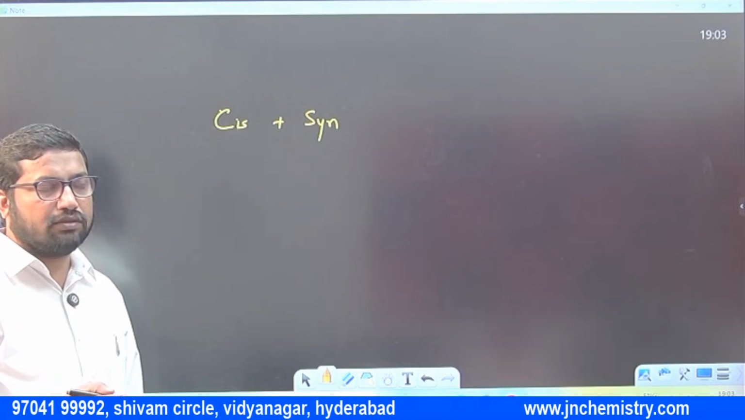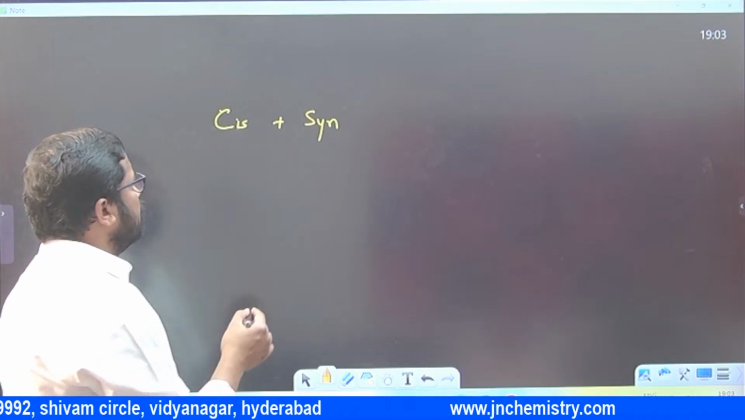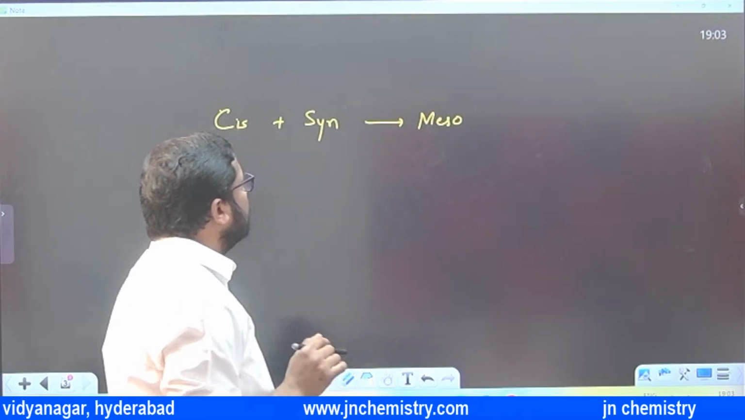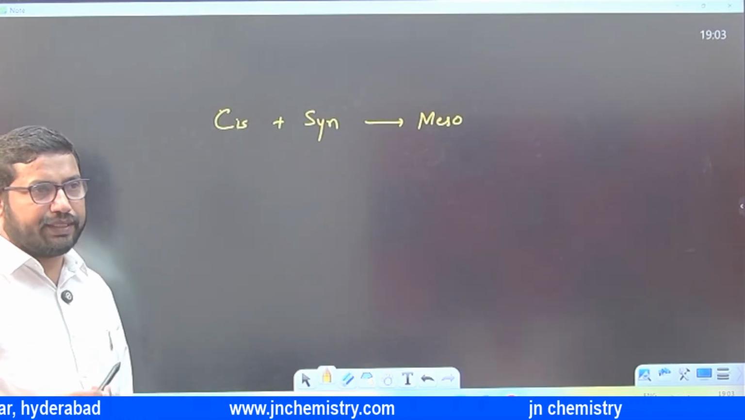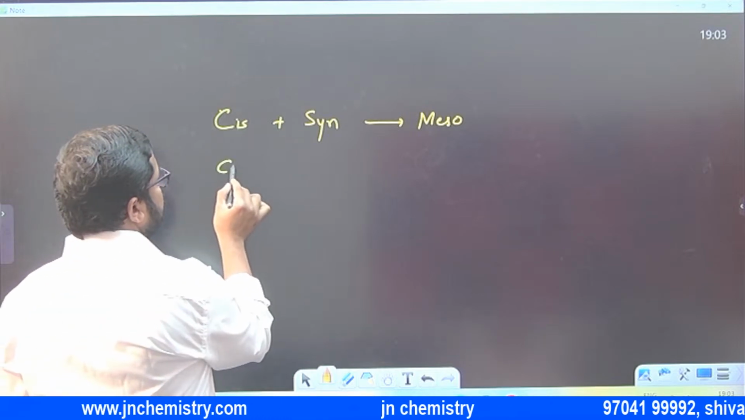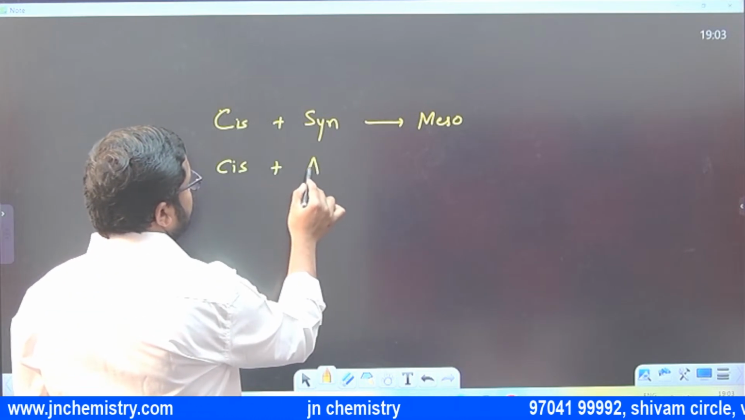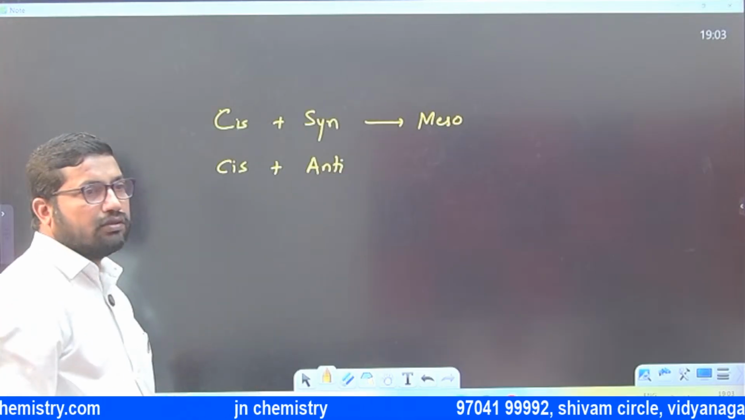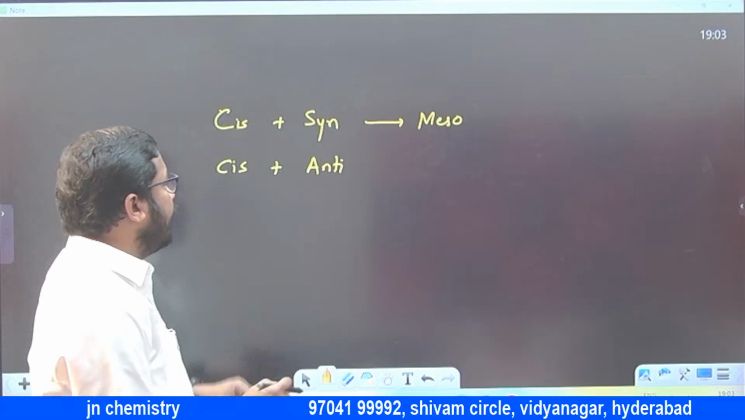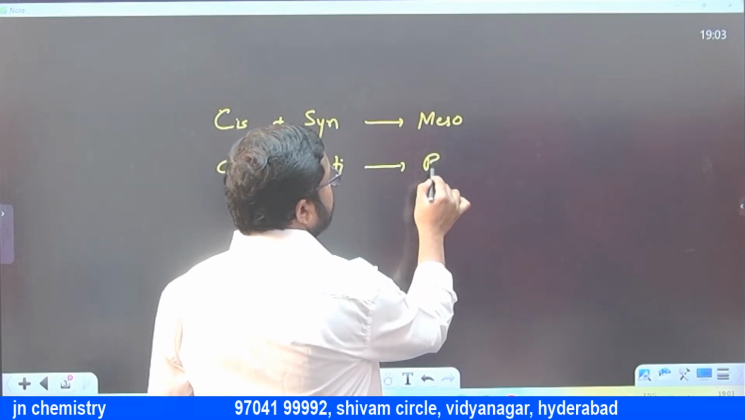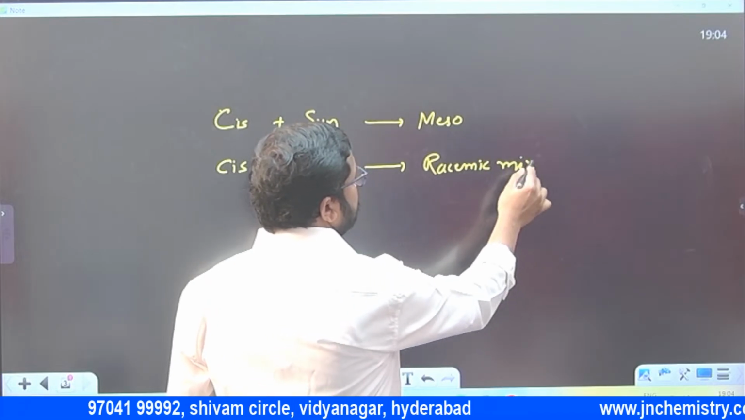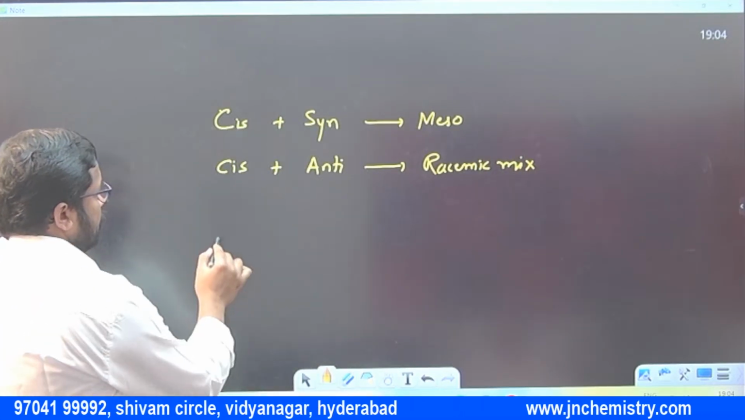Cis compound, syn addition, gives meso. CSM we could say. So cis once again, with anti-addition. Anti-addition means opposite direction, one is front and one is back. Anti-addition will give racemic mixture.